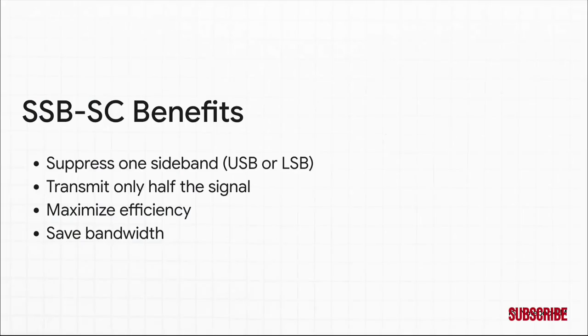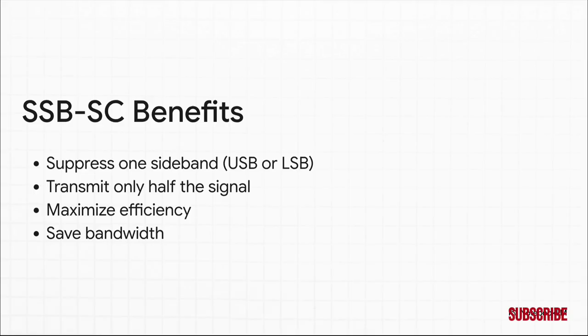So, we introduce single sideband suppressed carrier, or SSB-SC. Here are the immense benefits. First, we suppress not just the carrier, but also one of those mirror image sidebands. You can drop the USB or the LSB, honestly, it doesn't matter. Second, we transmit only half the original AM signal.